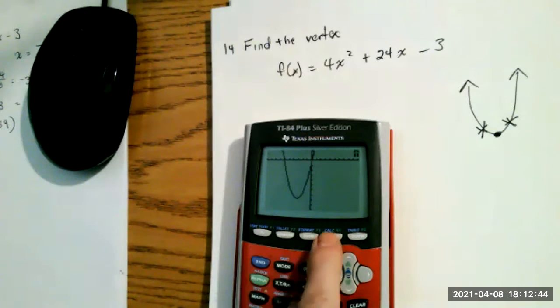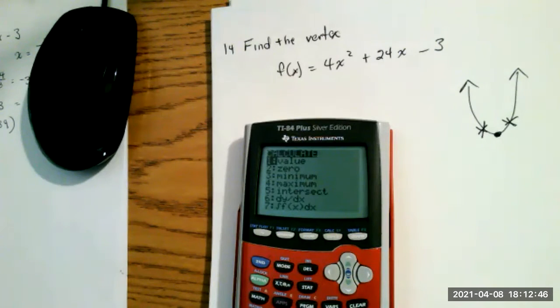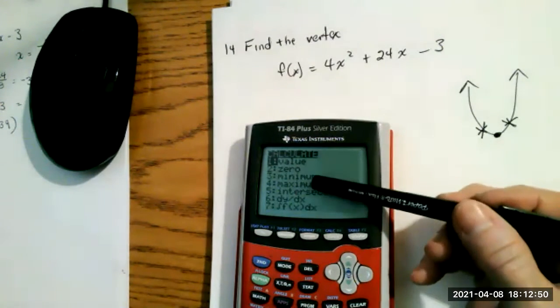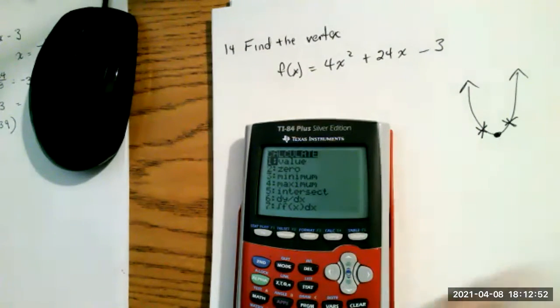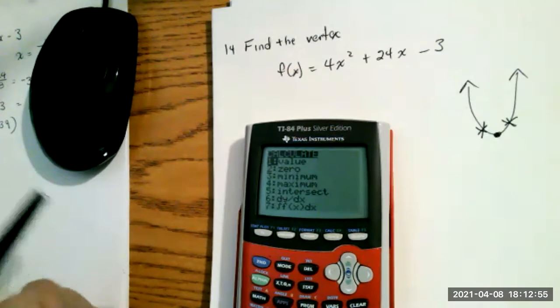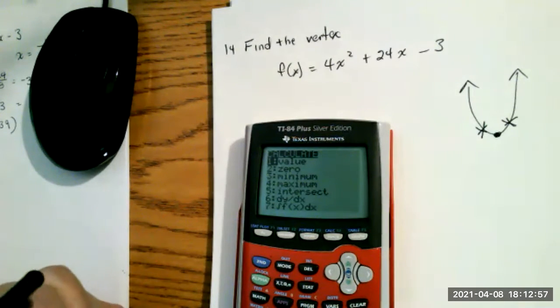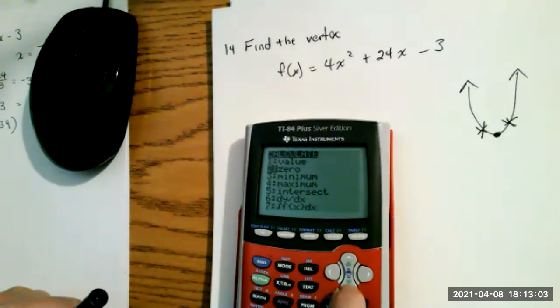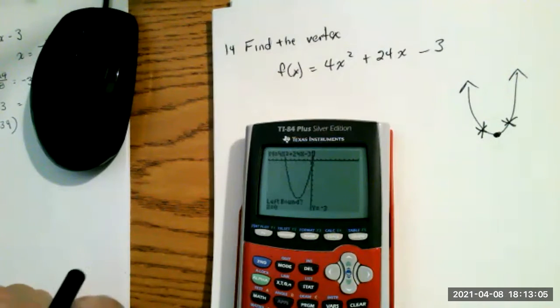So I'm doing second and calculate. We've done this several times. Notice that we haven't used many of these, but we've used minimum and maximum and 0. You have to decide if that's a minimum or a maximum for that vertex. And it's a minimum because it's at the bottom. So you go down to number 3, or you can just click on number 3 and it'll do it.